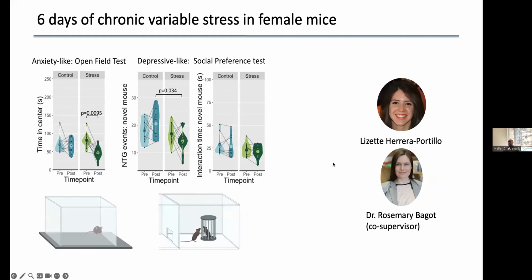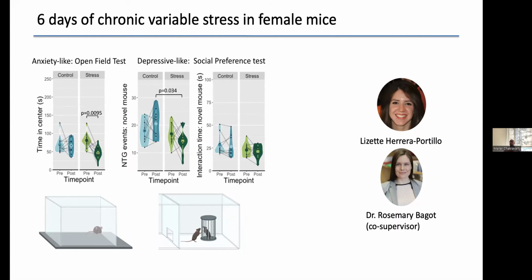So this is work that is ongoing by Liz Herrera-Portillo in my lab, who's also a senior PhD student, and in collaboration with one of my strongest collaborators, Rose Baggett, who's at the Department of Psychology here at McGill. And I'm going to walk you through a worked example of what we did in the females, then I'll circle back to the males and show how we can get sex difference type results in this type of investigation.